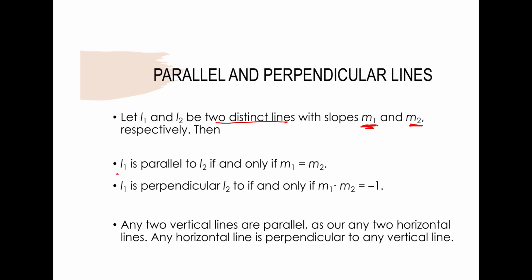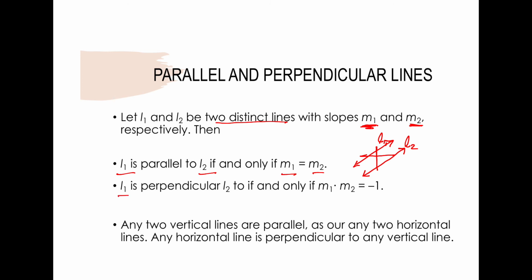Then if L1 and L2 are parallel, so I'll just draw a couple of parallel lines here. Two lines are parallel if they never cross each other. L1, L2. If that's the case, then the slopes, they're running and rising at the same rate. So slope 1 would be equal to slope 2.